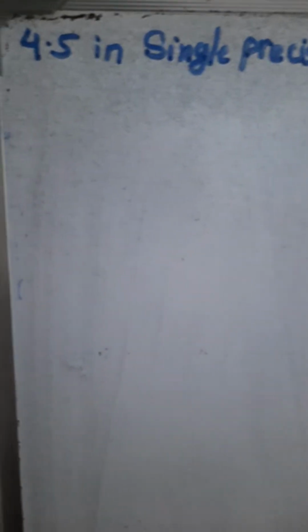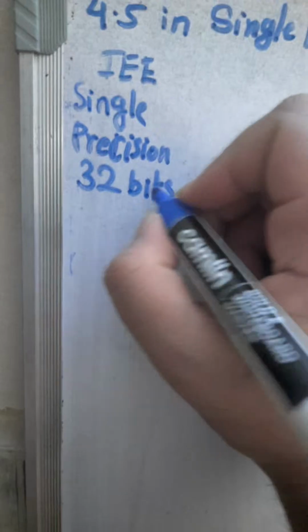So let's get into this first. When you do the IEEE format, there are three to four things you have to remember. First is single precision. For single precision, you have 32 bits. Okay, 32 bits total memory. Total memory assigned is 32 bits.